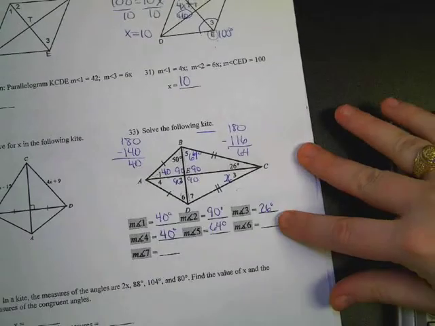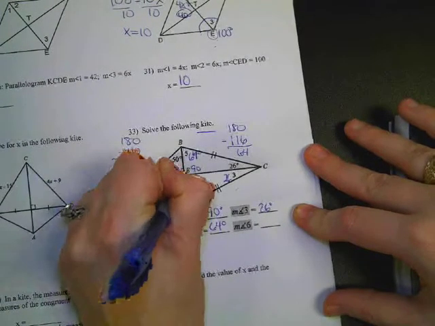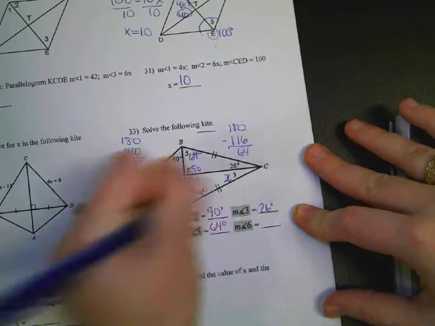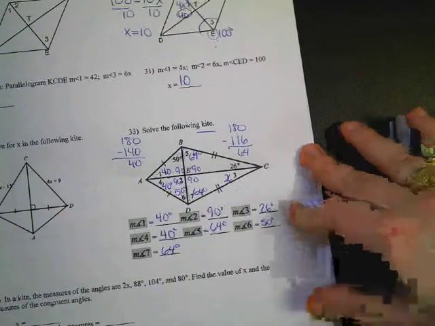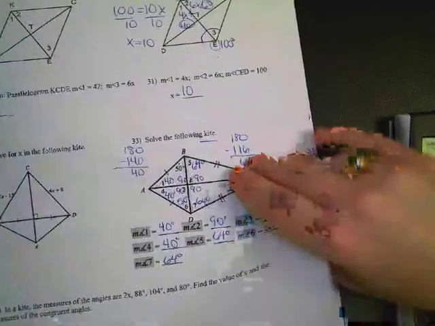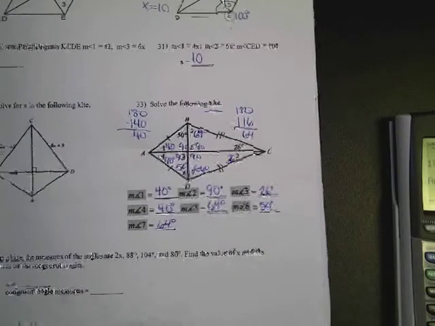6, when I fold that over, is going to line up with the 50. And 7 is going to line up with 5, which is 64. So I know that 6 and 7 are both 50 and 64. And you guys, don't be embarrassed if you need to actually fold your paper. Sometimes that really helps being able to visualize it a little bit better.